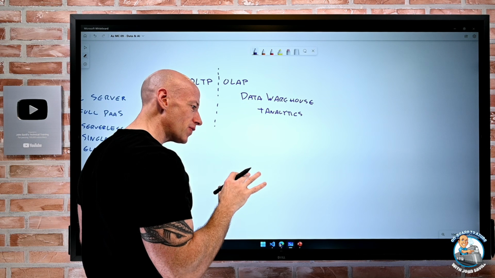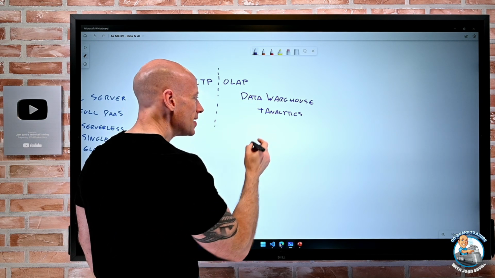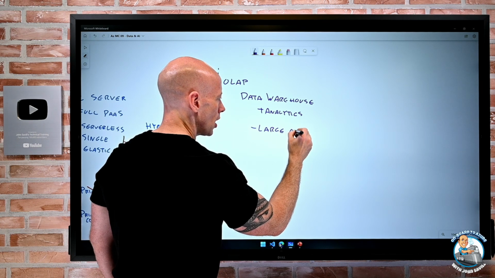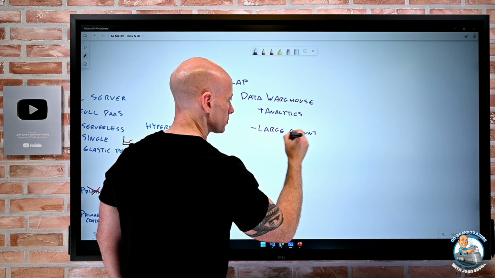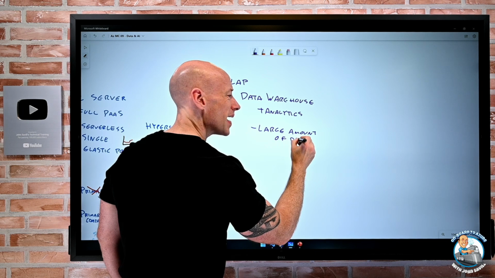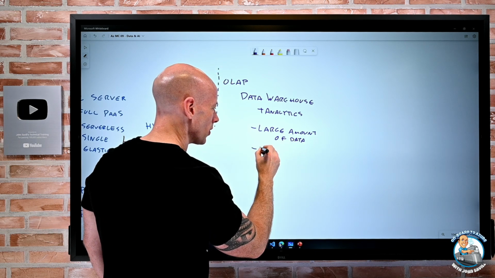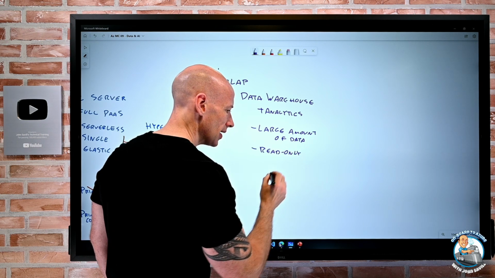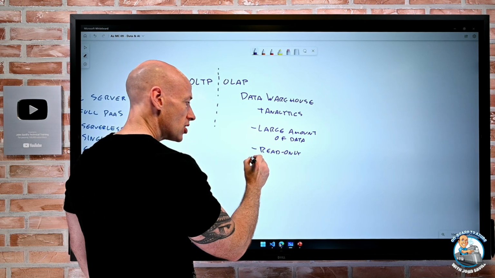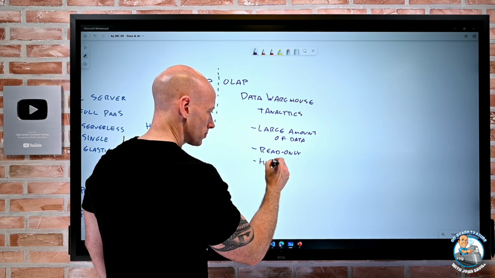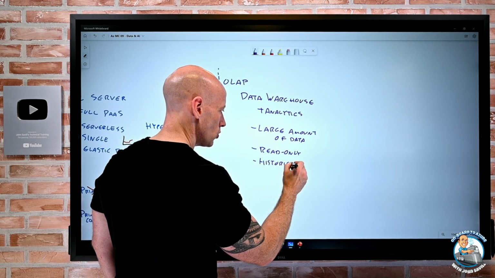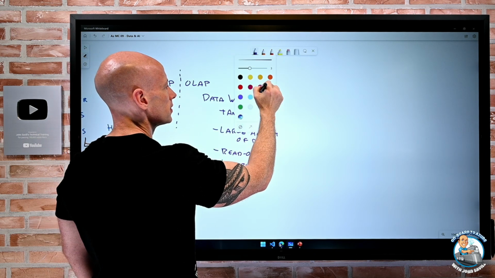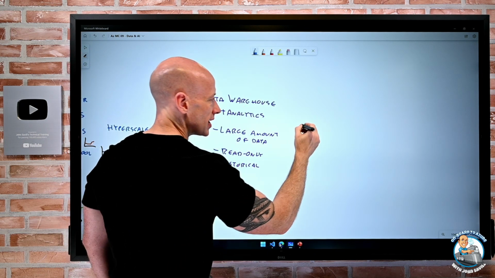And remember, the nature of the analytics with this OLAP is it's large amounts. So it's a large amount of data. My interactions are going to be read-only. I'm not changing the data. It's historical. So I have a huge amount of this historical data. So from a solutions perspective, this is Azure Synapse.